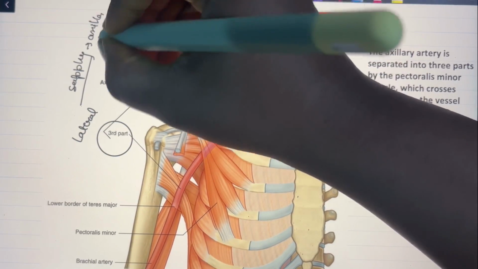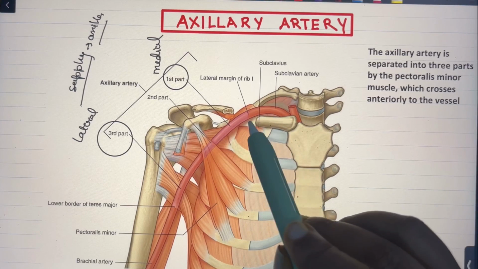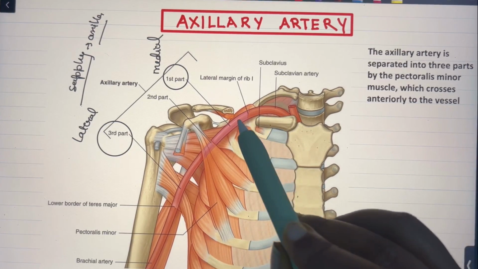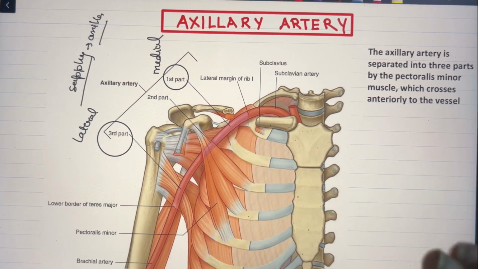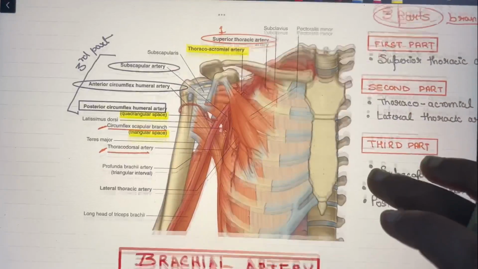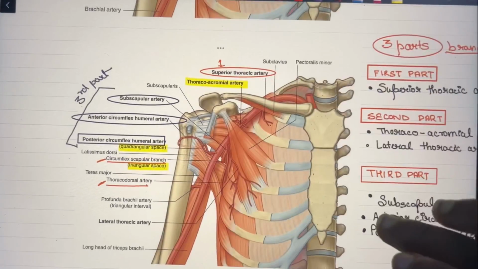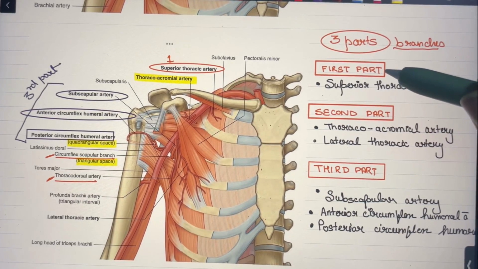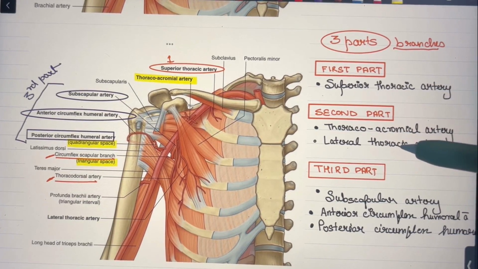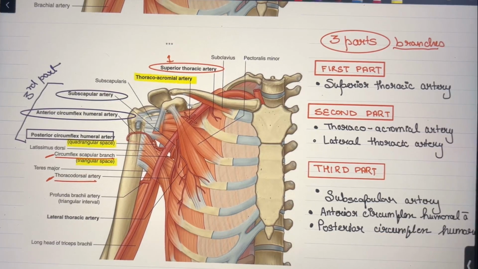Okay. This is the subclavian artery. After the first rib, the subclavian artery becomes the axillary artery. Now we will see the branches of the axillary artery. In the axillary artery, there are three parts as I have said. It is easy to remember: the first part has one branch, the second part has two branches and the third part has three branches.